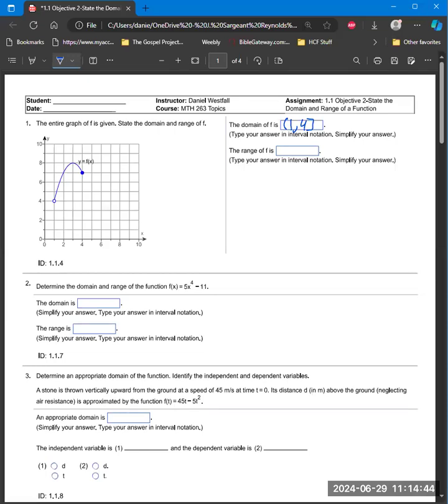And then the range: the bottom of the function is open at 4. The top of the function is at 8, and it's closed because there's a point there.